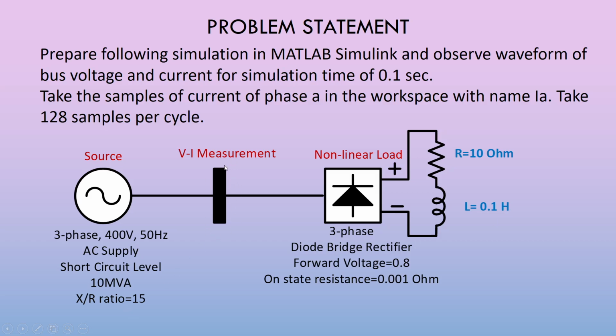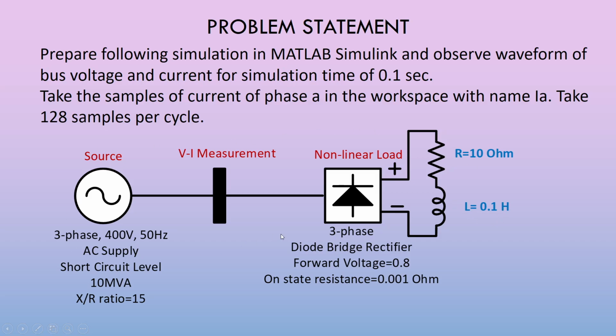Here we need to introduce a VI measurement block, that is voltage and current measurement, and then the nonlinear load, which is the 3-phase diode bridge rectifier. The output of this diode bridge rectifier is connected to a resistance of 10 ohm and inductance of 0.1 Henry.